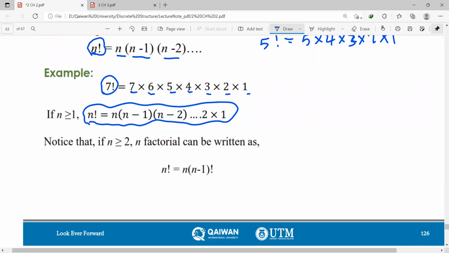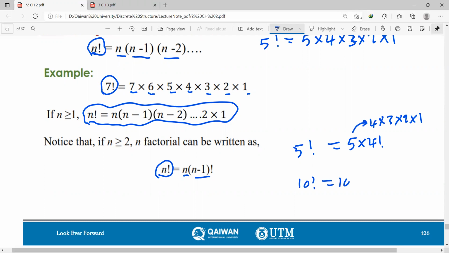And you can also say n factorial is n times n minus 1 factorial. How? Let's say we have 5 factorial. 5 factorial is 5 times 4 factorial, since 4 factorial is 4 times 3 times 2 times 1. If we multiply 5 by this, we get 5 factorial. Likewise, 10 factorial equals 10 times 9 factorial, and 9 factorial is 9 times 8 factorial, 8 factorial is 8 times 7 factorial, and so on. This is factorial.